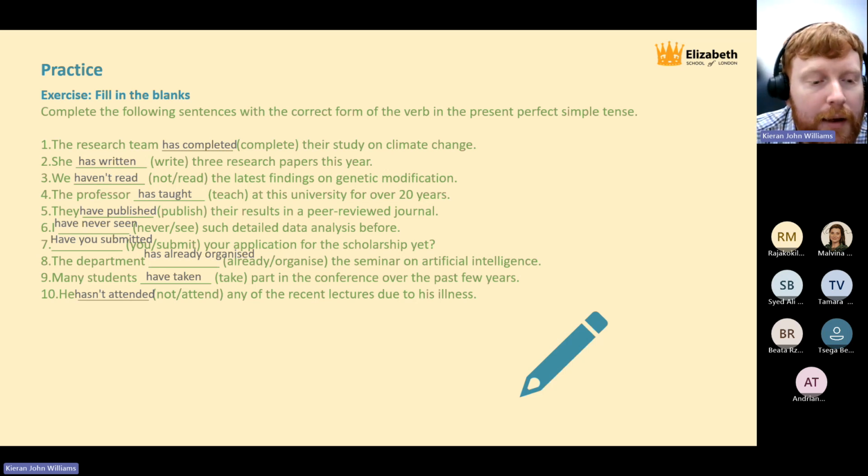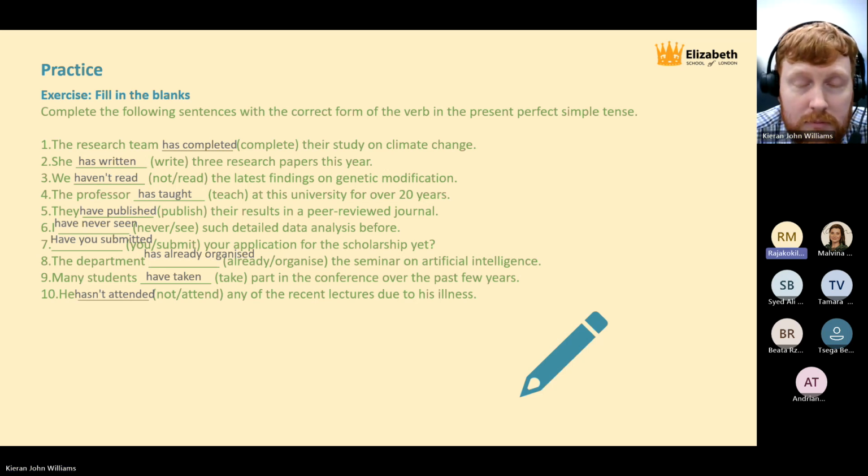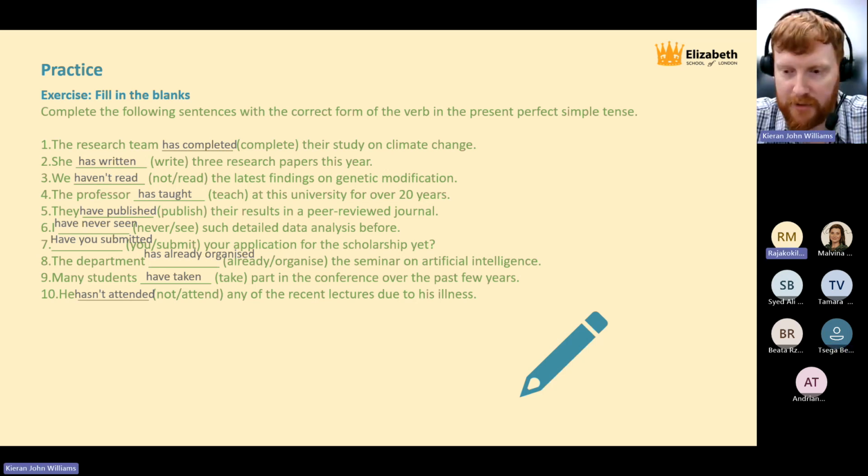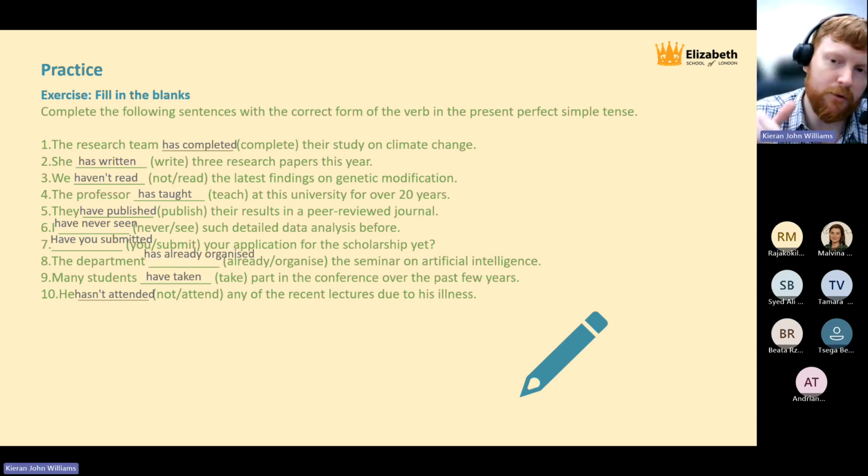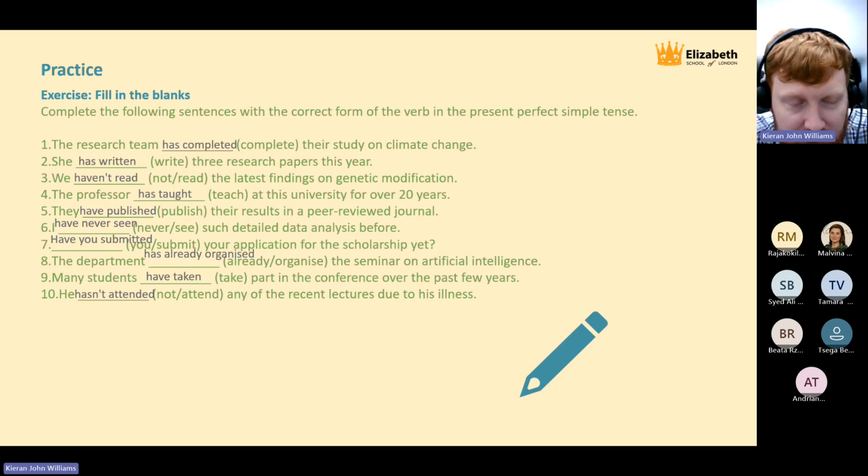Number five for they. Anyone? They have published. Okay, good. Good answers there. Excellent. The next one, number six. I have never seen. Okay. So remember, it is see, saw, seen. Number seven is a question. So remember, you need to change the word order. So anyone? Have you submitted? Perfect. Excellent answer there. Good.